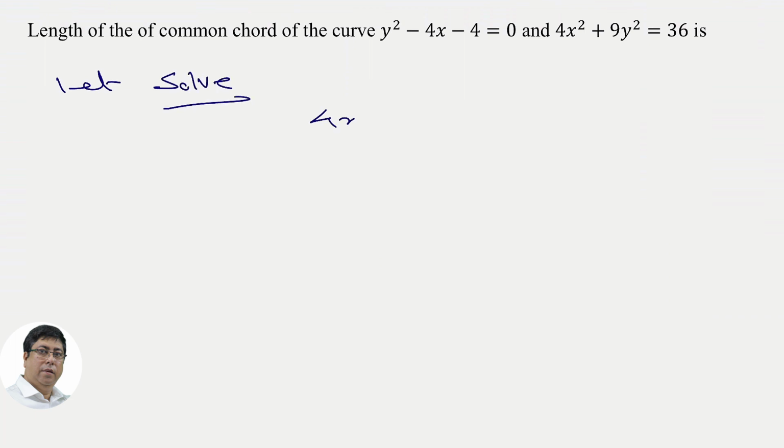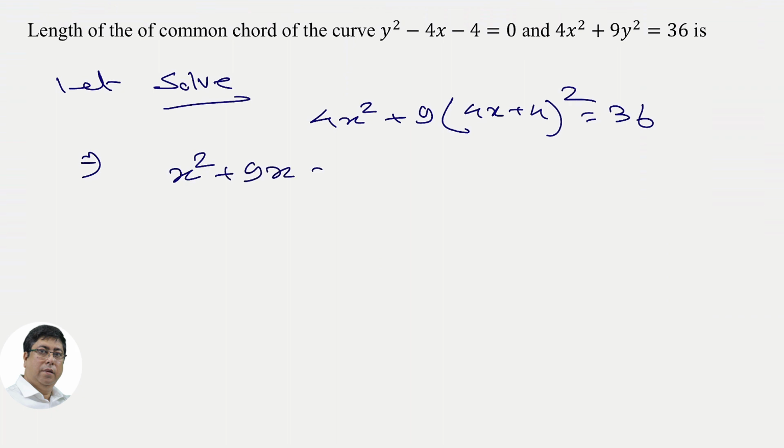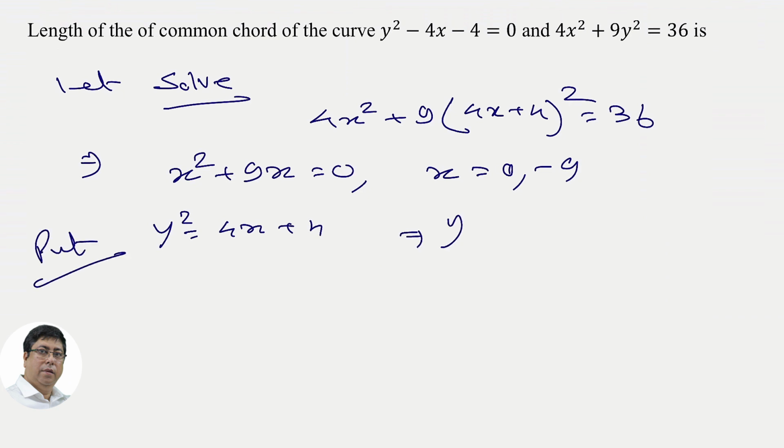So 4x square plus 9 into 4x plus 4 whole square equal to 36. If we calculate, we are getting x square plus 9x equal to 0. So x equal to 0 and minus 9. And put them in y square equal to 4x plus 4. We are getting y equal to plus minus 2. Therefore, the common chord is 4.